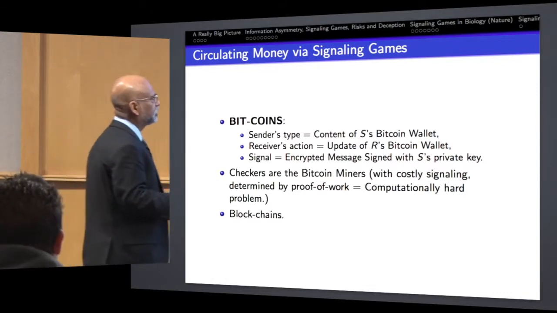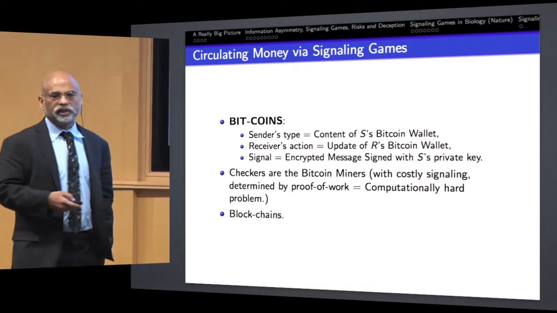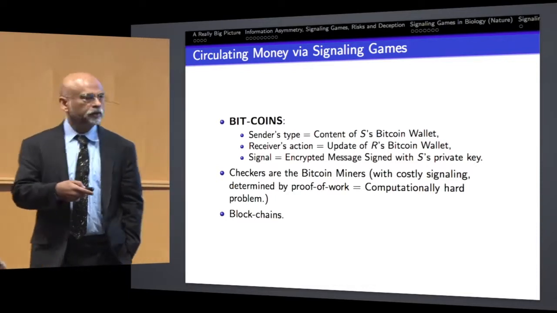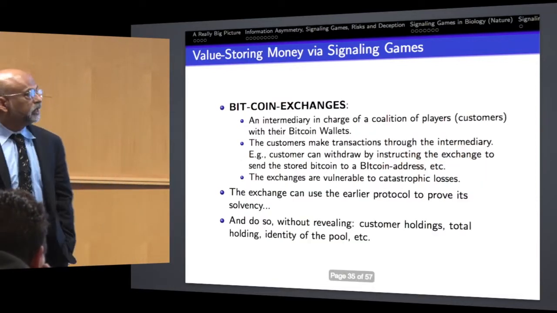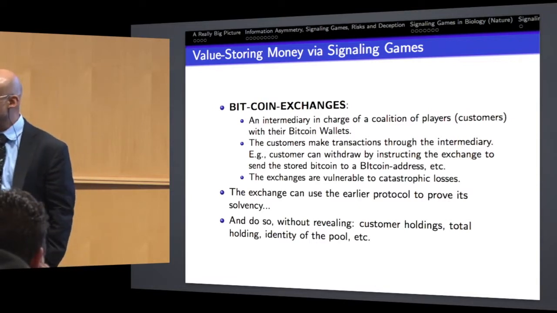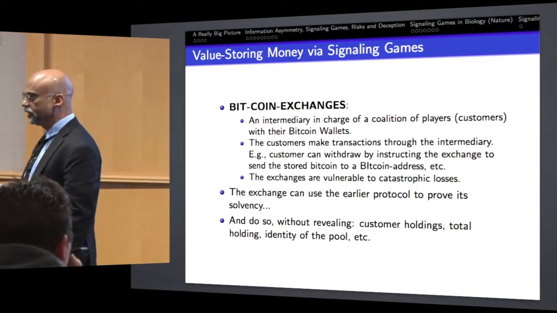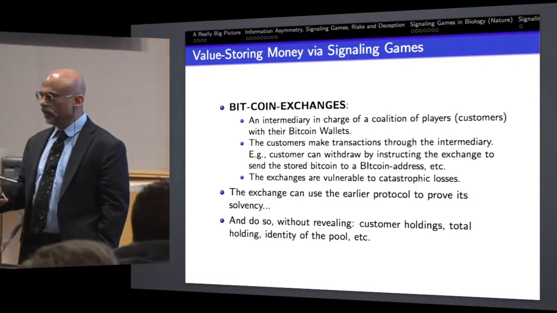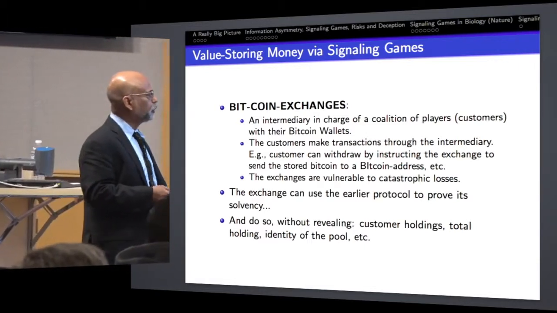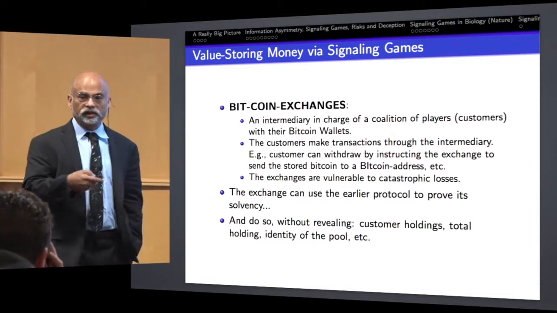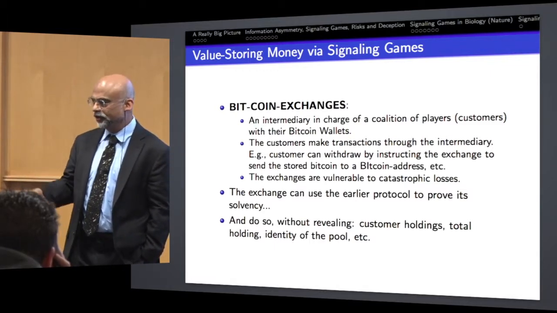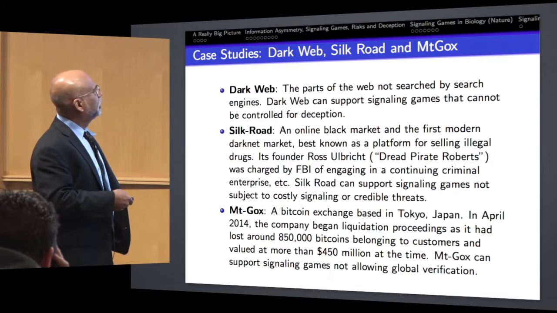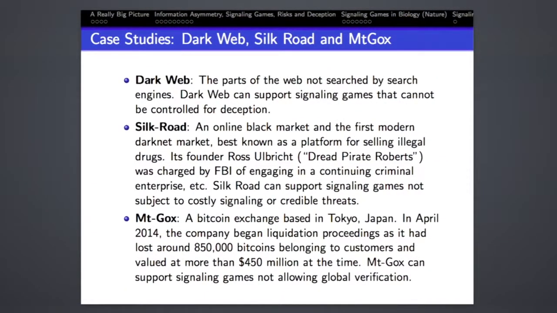Okay? So Bitcoin is just a simple example of that system. The types are the Bitcoin wallets, and signals are encrypted messages, very similar to the one I talked about. And it has proof of work, and that's probably why it's working. But it is not really working when you go to Bitcoin exchanges, because you can't check as easily the solvency of the exchange, and there are lots and lots of problems. So it becomes interesting how to design these truthful systems on top of Bitcoin-like things, ICOs. So there's a lot of interest. And there are examples in dark webs, Silk Road, Mt. Gox, and they can all be explained in this game theoretic setting.